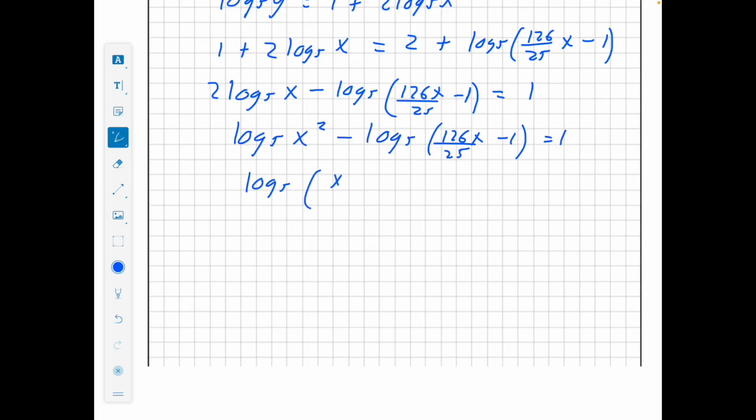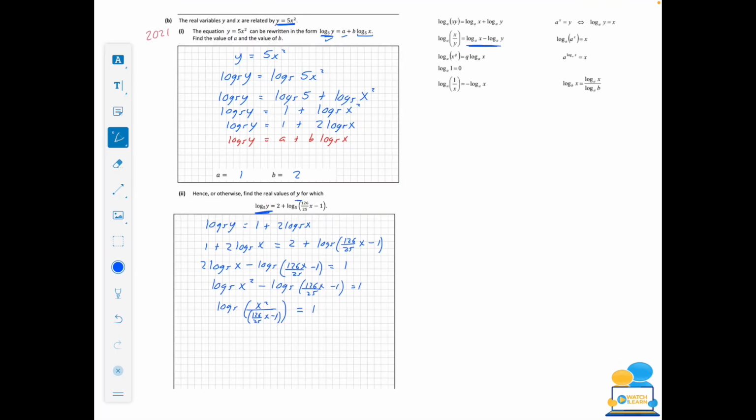Now this matches up exactly with this, so I can divide. So it'll be log to base 5 of x squared divided by 126 over 25x minus 1. Okay, this might look a little tricky to solve, but we can see when we get rid of the logs now, it'll actually all come together nicely.